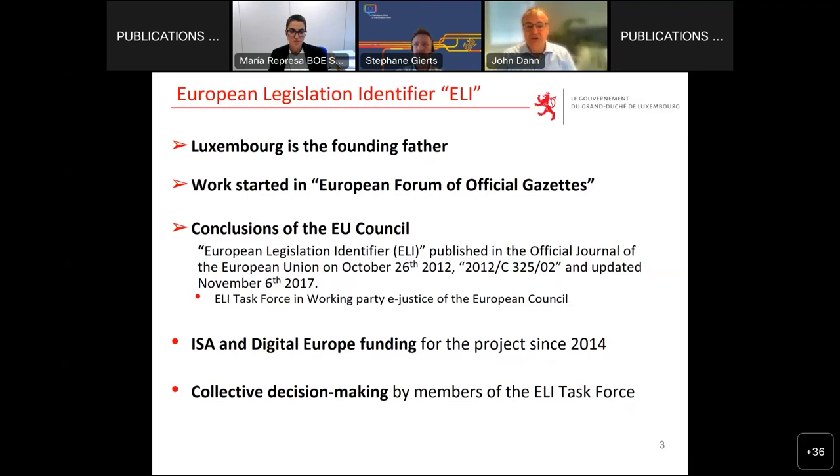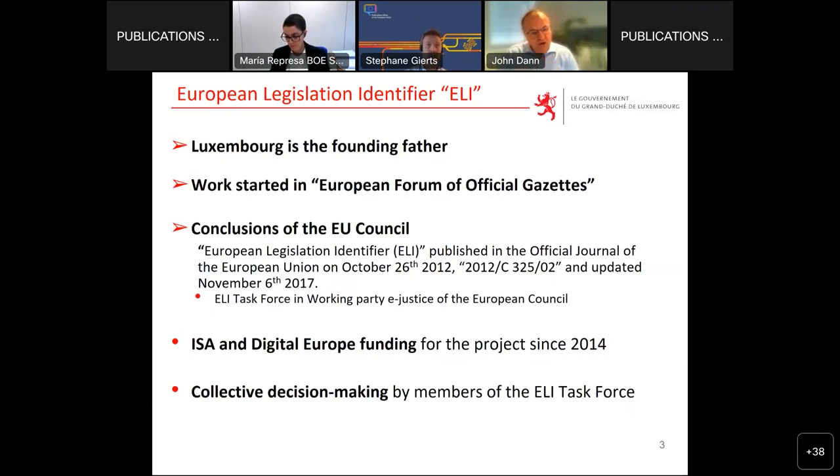The Publications Office, as an institution, was also very quick on board, already using the technologies and believing in the project. So pretty fast we went on to have conclusions at the European Council, which was done in one and a half years, which is tremendous speed to have a conclusion at European level. We also got funded by ESA at that time, and by Digital Europe funding since 2014, which helped the task force, which was created to give the member states some guidance and help to implement ELI over time.